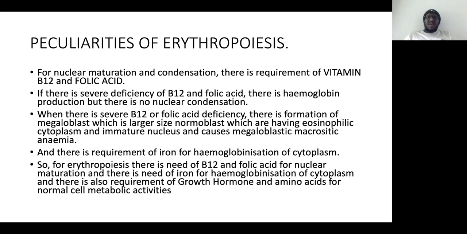And there is a requirement of iron for hemoglobinization of the cytoplasm. So for erythropoiesis, there is need of vitamin B12 and folic acid for nuclear maturation, and iron for hemoglobinization of cytoplasm, and there is also a requirement of growth hormone and amino acids for normal cell metabolic activities. That's all from me. Thank you so much.